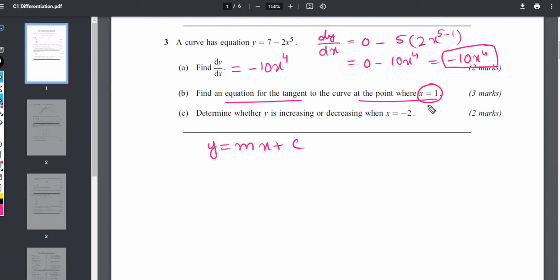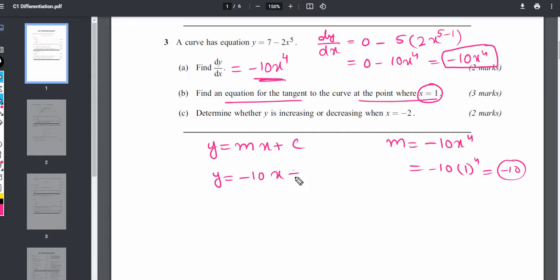So if we put x equals to 1 into this expression, then we will get the gradient of this tangent, which means we will get the value of m. So let's work out the value of m. I'll put x equals to 1 into this expression to work out the value of my gradient. So m equals to negative 10 x to the power of 4, so negative 10 times 1 to the power of 4, that will be equal to negative 10. So m will become equal to negative 10. So y equals to negative 10x plus c.